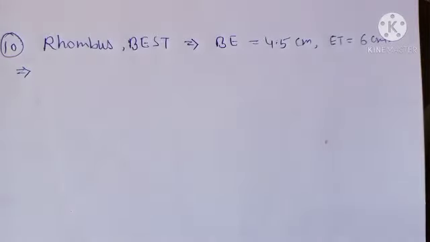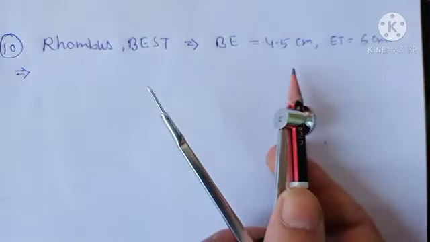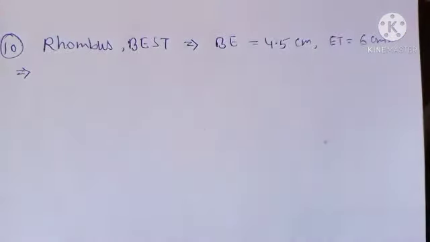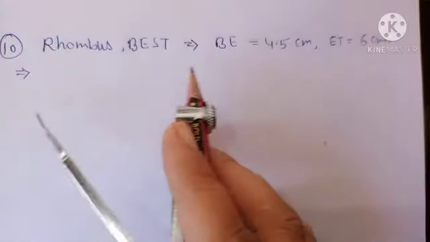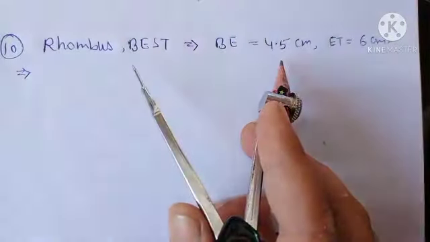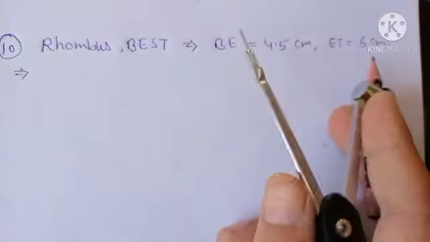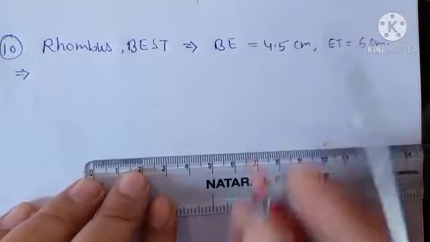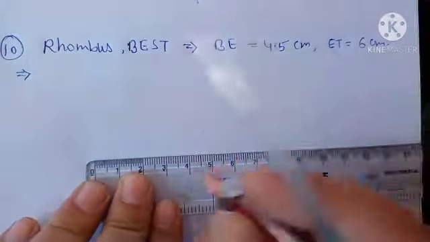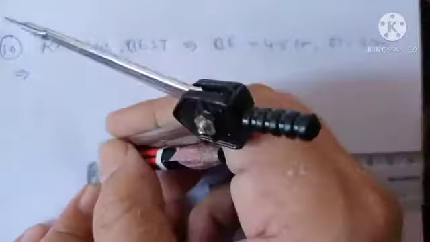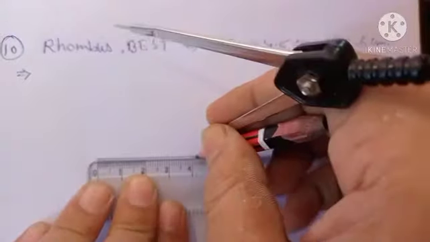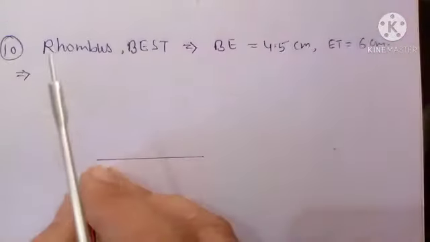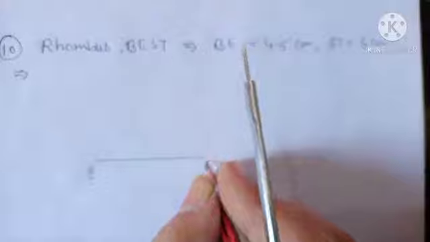In question number 10 we have to construct a rhombus BEST where BE is equal to 4.5 centimeter and ET is equal to 6 centimeter. So here you can see one side is given, that is BE. BE is equal to 4.5 centimeter and one diagonal is given, ET, that is 6 centimeter. So first of all what we will do, we will draw a line segment BE which is equal to 4.5 centimeter.